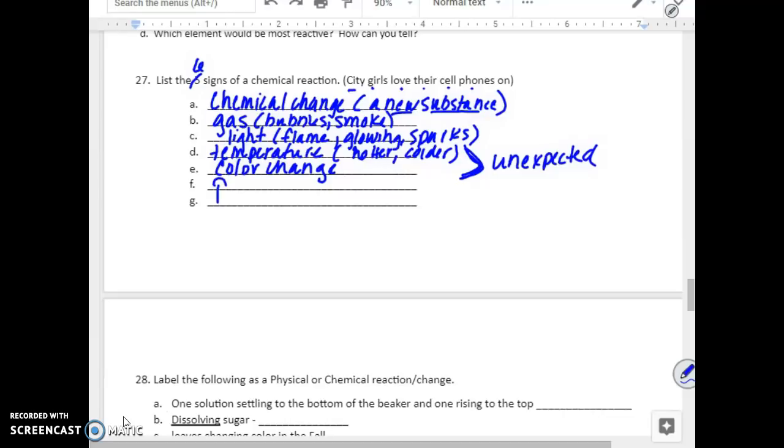P, phones, is precipitate. And this is when you get a solid formed from liquids. Like when milk goes bad. If you leave milk out for a few days, it's going to start forming that solid, clumpy, gross, nasty stuff at the bottom. That's a precipitate. And then O, on, is odor. Sometimes these odors are good and sometimes they are bad.